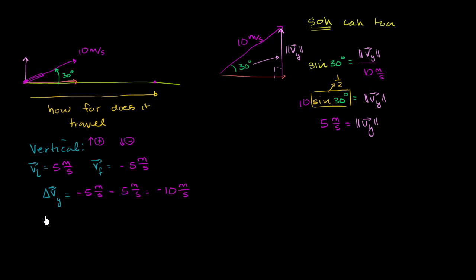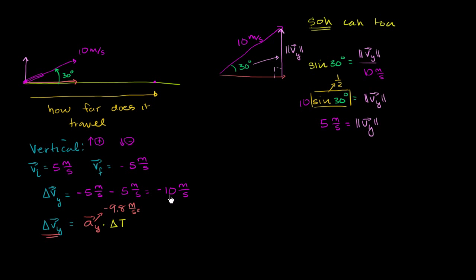Well, we know that our change in vertical velocity is equal to our acceleration in the vertical direction times the change in time, the amount of time that passes by. What's our acceleration in the vertical direction? Well, it's the acceleration due to gravity, or the acceleration that the force of gravity has on an object in free fall. And so this right here is going to be negative 9.8 meters per second squared.